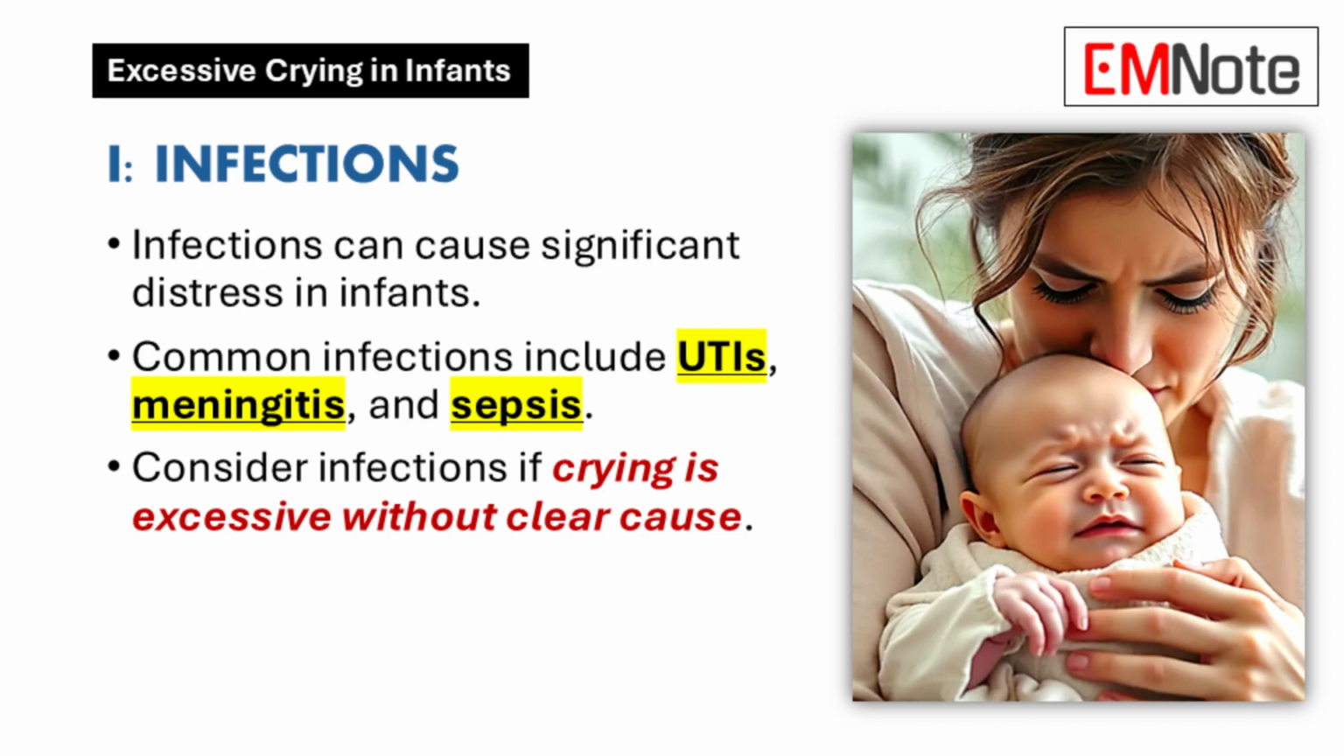You might think that something like a urinary tract infection, meningitis, or even sepsis would have some more clear-cut symptoms. You would think so, right? But a lot of times it just presents as fussiness. And that's why it's so important to have this mnemonic in mind, because it reminds you to consider those possibilities even when it seems like there might not be anything else going on.